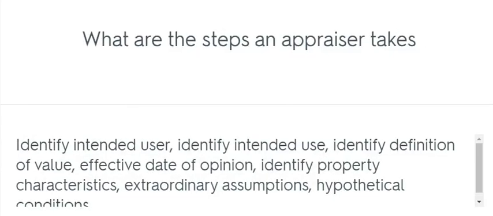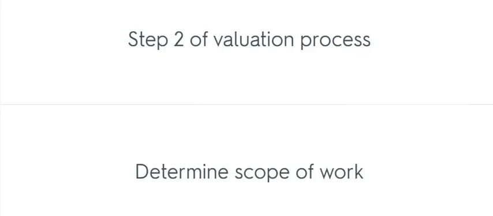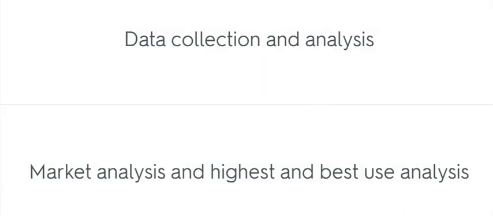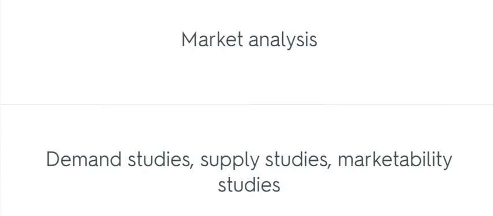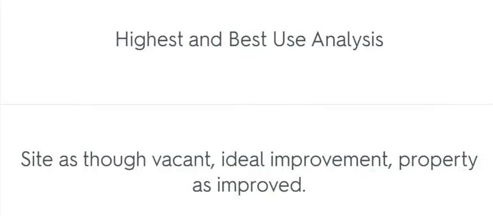What are the steps an appraiser takes? Step 1: identify intended user, intended use, definition of value, effective date of opinion, property characteristics, extraordinary assumptions, hypothetical conditions. Step 2 of the evaluation process: determine scope of work. Step 3: data collection and analysis, market analysis and highest and best use analysis. Market analysis: demand studies, supply studies, marketability studies. Highest and best use analysis: site as though vacant, ideal improvement, property as improved.